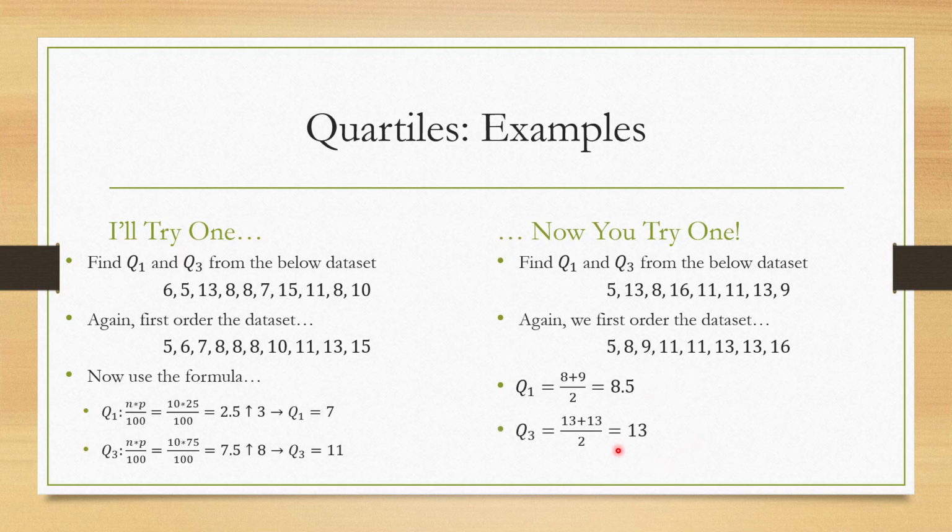So for Q3, I'm going to do the calculation. Again, it's 75 and 8. And looking at this, I get 6. So 1, 2, 3, 4, 5, 6. And because I got a whole number, I use this one and the next one up. That's what tells me I've got to do that. This one and the next one up. So I'm going to take the mean of these two. 13 plus 13 divided by 2 is just 13. The mean of two 13s is just the number 13 itself. And that gives me Q3, my 75th percentile.